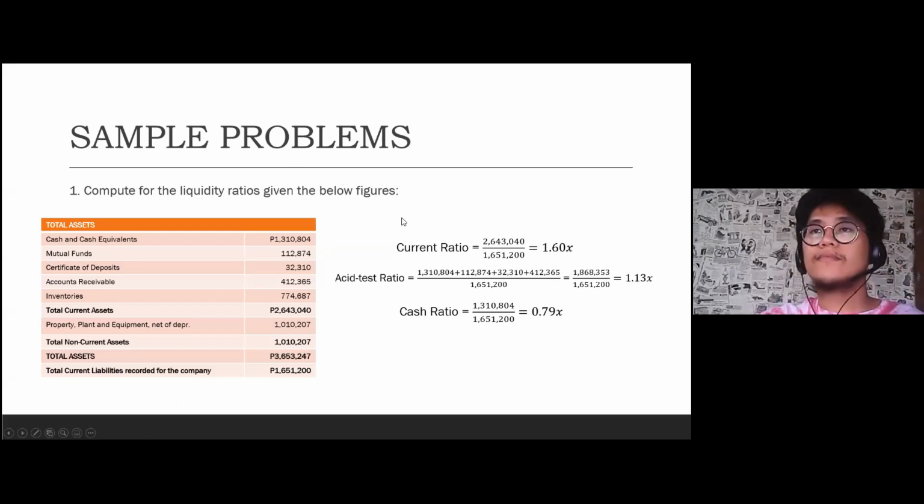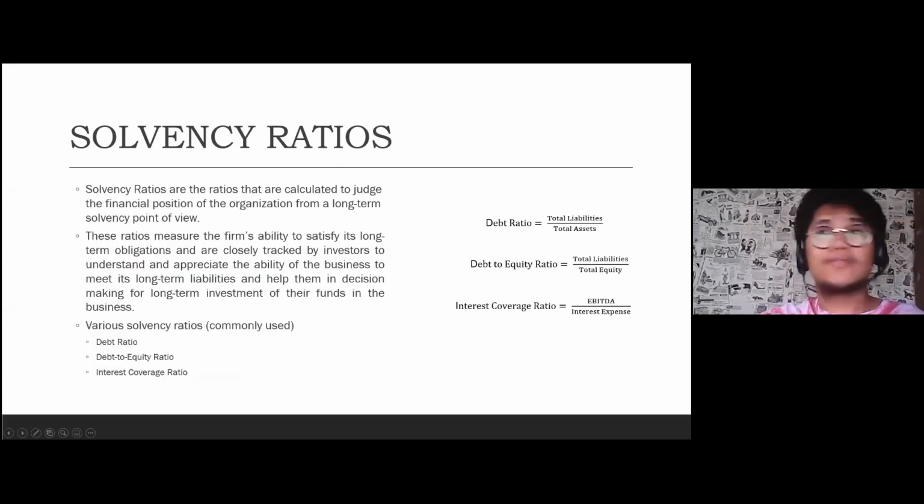Okay. Now, let's go with the solvency ratios. So, solvency ratios are the ratios that are calculated to judge the financial position of the organization from a long-term solvency point of view. So these ratios measure the firm's ability to satisfy its long-term obligations and are closely tracked by investors to understand and appreciate the ability of the business to meet its long-term liabilities and help them in decision making for long-term investment of their funds in the business. Okay.